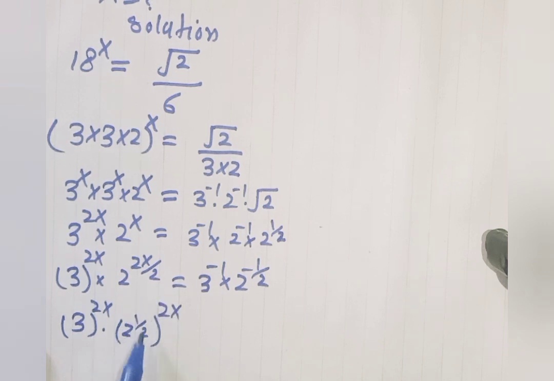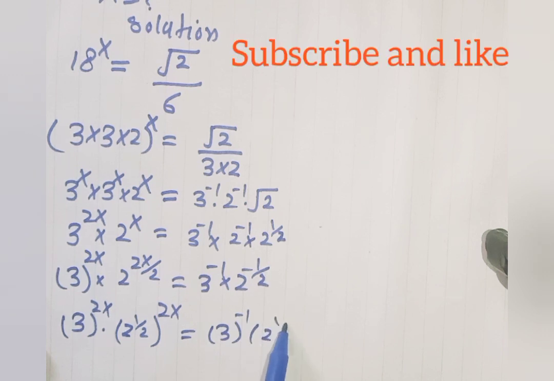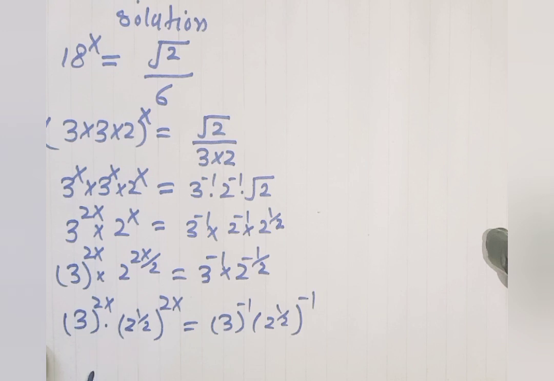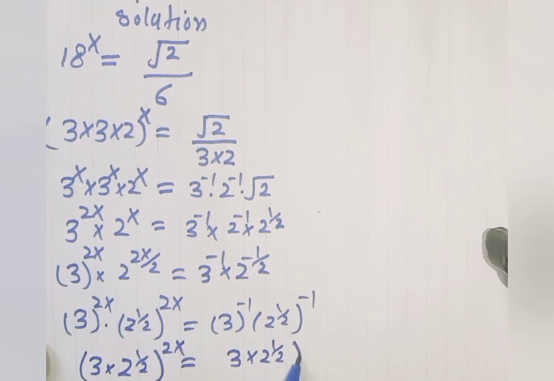By using the exponent rule, this one I can write as 3 power minus 1 into 2 power 1 over 2 power minus 1. If we solve this one we get the same result. Okay, here the powers are the same, so this one also I can write as 3 into 2 power 1 over 2, power 2x, is equal to 3 into 2 power 1 over 2, power minus 1.